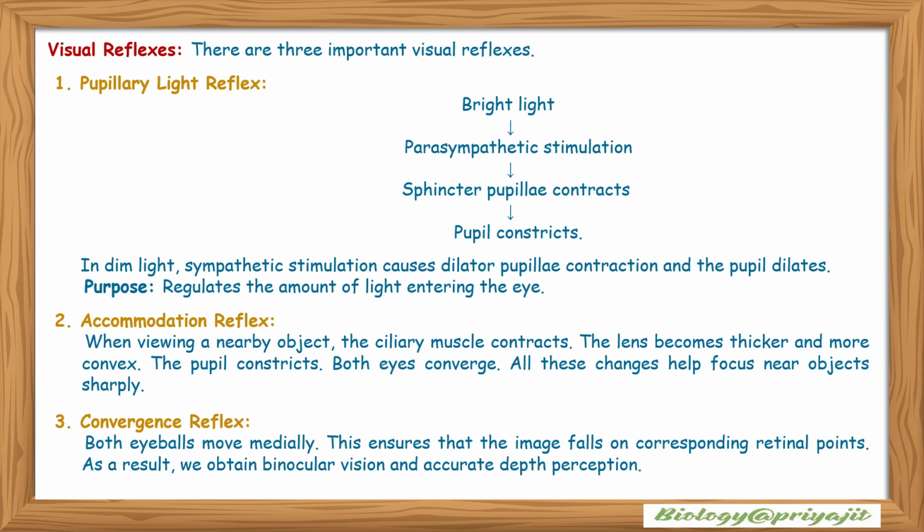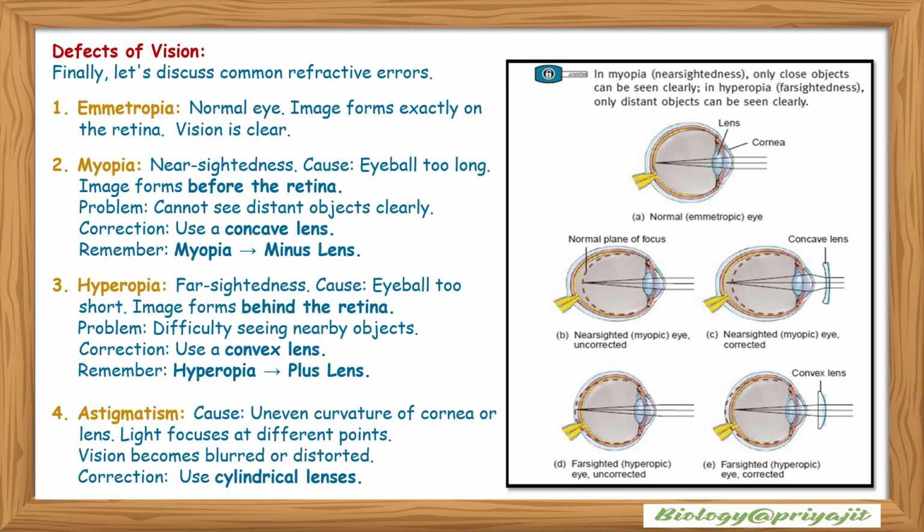Convergence reflex. Both eyeballs move medially. This ensures that the image falls on corresponding retinal points. As a result, we obtain binocular vision and accurate depth perception.